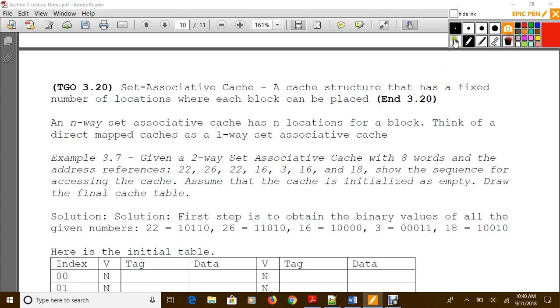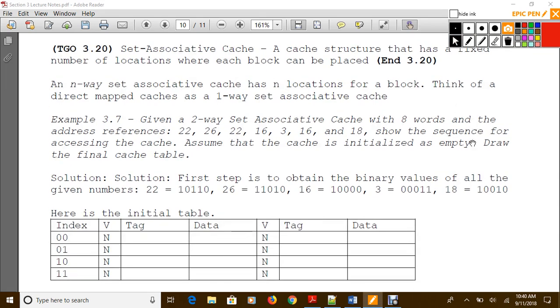I'm going to scroll down here to the example question. In this case, we have a two-way set-associative cache. So instead of having one block of 8, we basically have 2 blocks of 4. And so to hit on your point, we would be able to put in 18 and 26. So what happens when you need a third one? That's when you start running into some issues, which we'll go over in a moment.